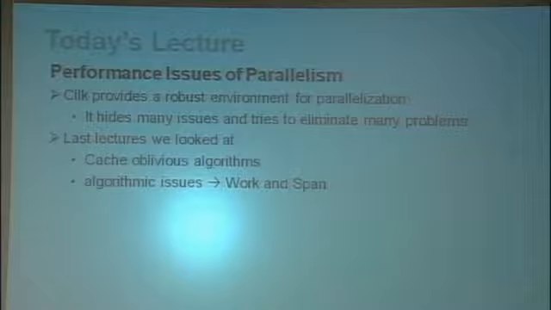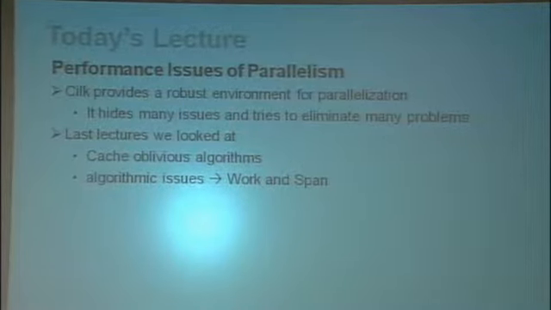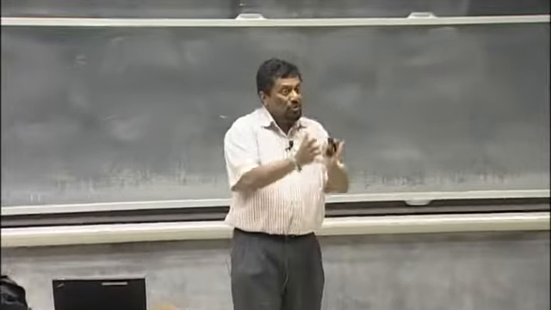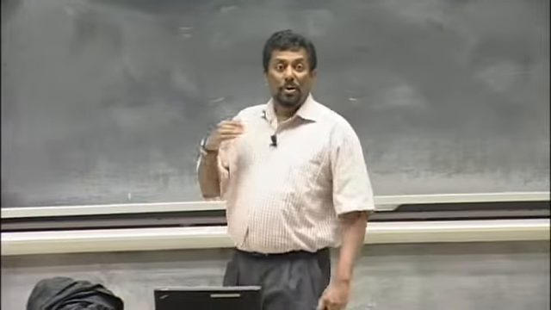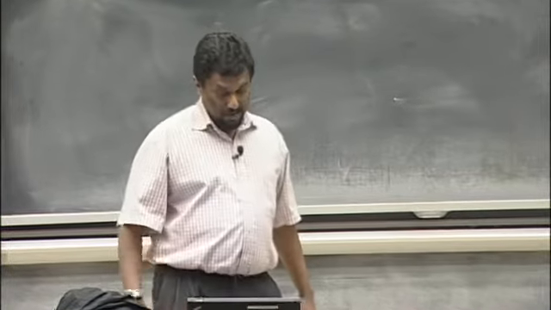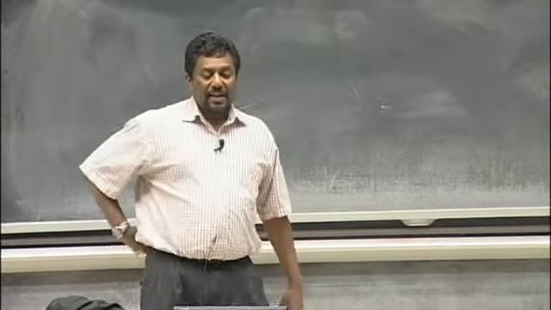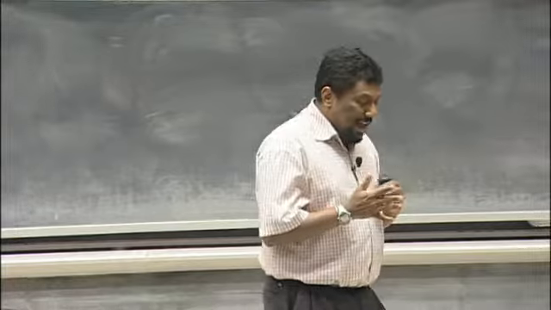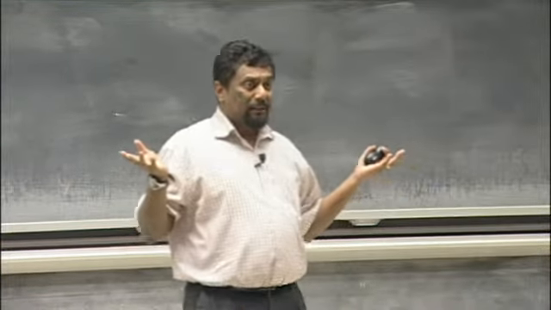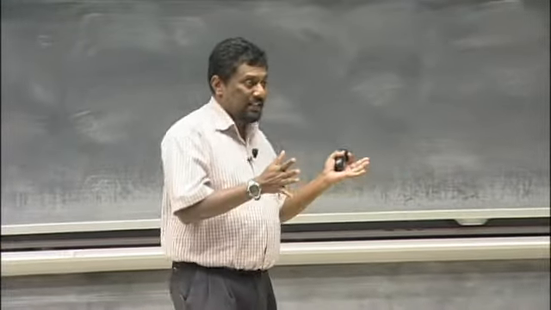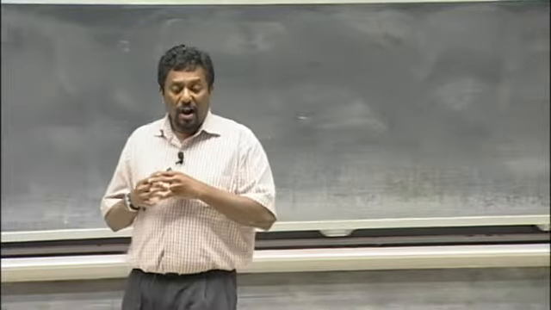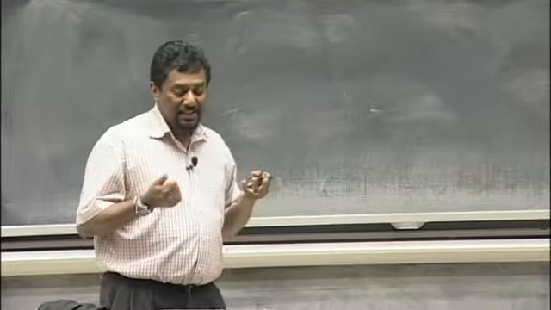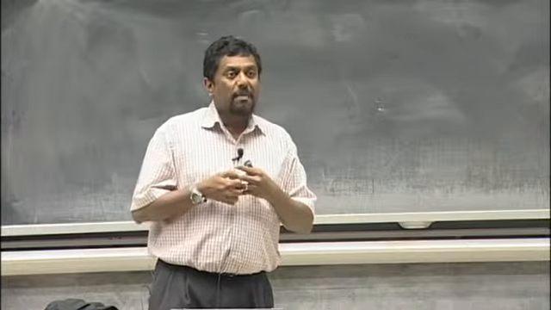In the last lectures, we looked at things like cache oblivious algorithms and algorithmic issues like looking at work and span, and in your projects, you're going to use all these nice concepts to get nicely parallel running code. But if you look at a lot of these codes, as well as the way people normally parallelize code outside of Silk, a lot of other issues arise, things like synchronization issues and memory issues.